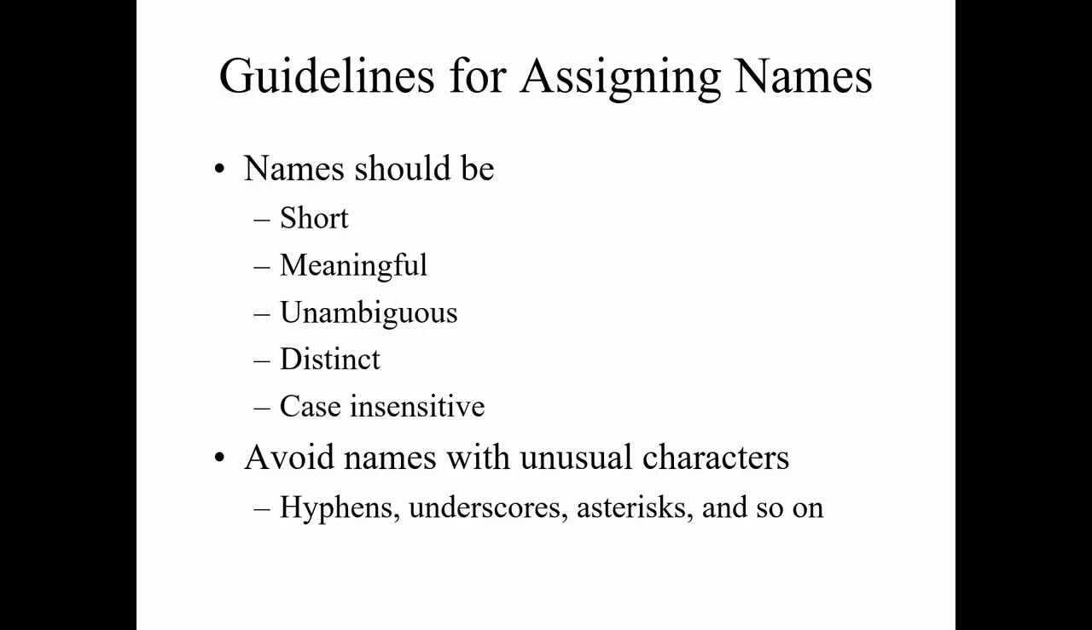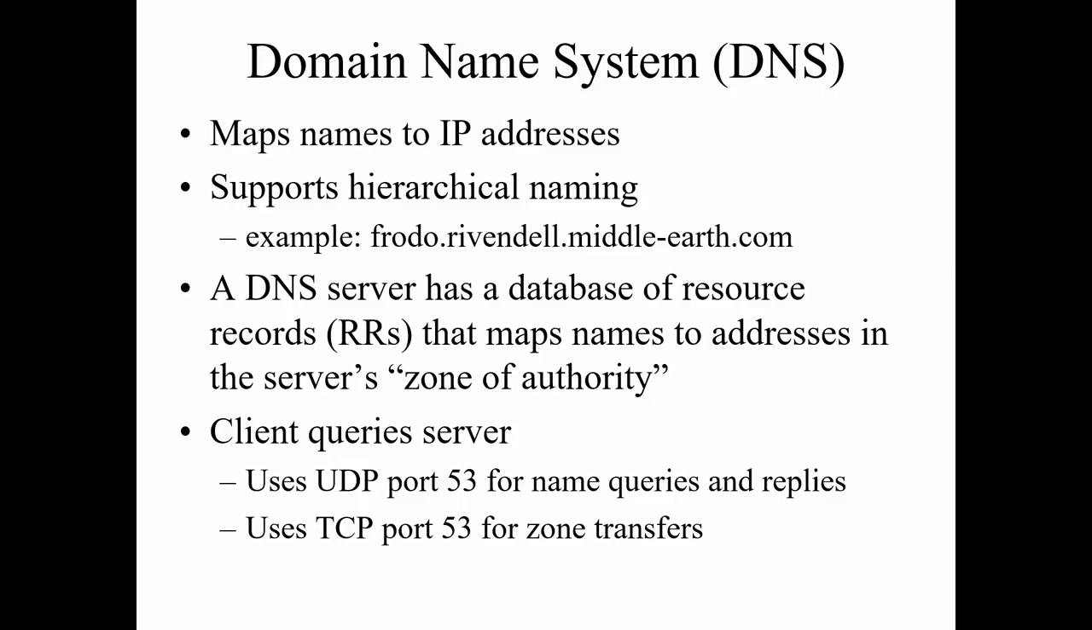Our DNS maps names to addresses and addresses to names. It supports a hierarchy naming structure, and that's how our internet works. A DNS server has a database of resources called records that map names to addresses, and that server is a zone of authority, its sphere of control. For example, when you go to google.com, it has to translate google.com. But in reality, it translates .com, and it will look through the .com zone, and it will find Google in that reference table.